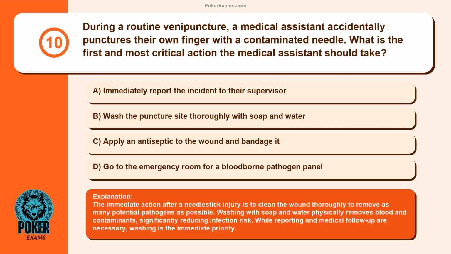The immediate action after a needle stick injury is to clean the wound thoroughly to remove as many potential pathogens as possible. Washing with soap and water physically removes blood and contaminants, significantly reducing infection risk. While reporting and medical follow-up are necessary, washing is the immediate priority.